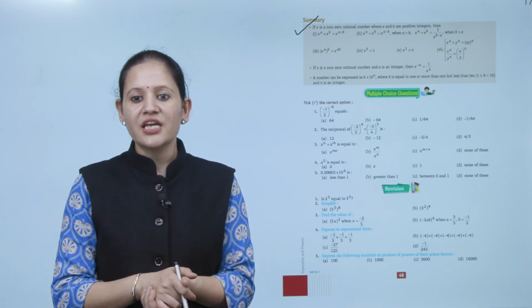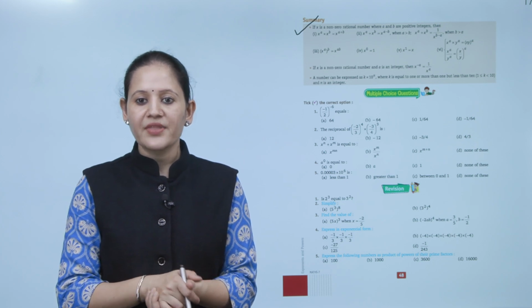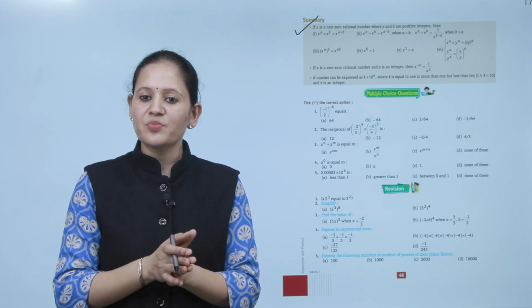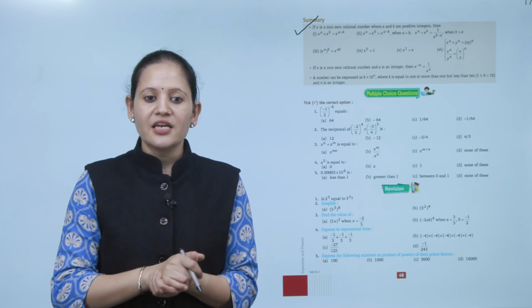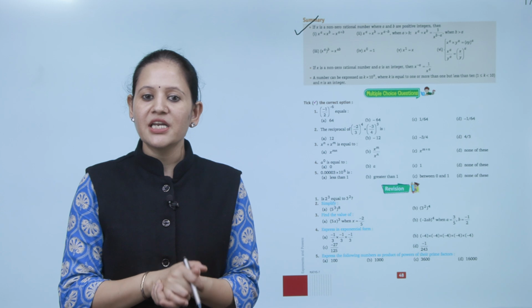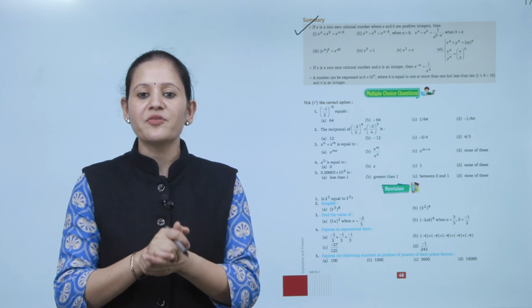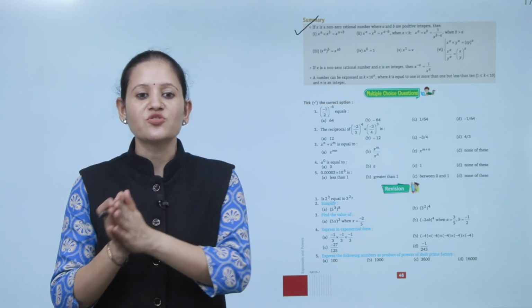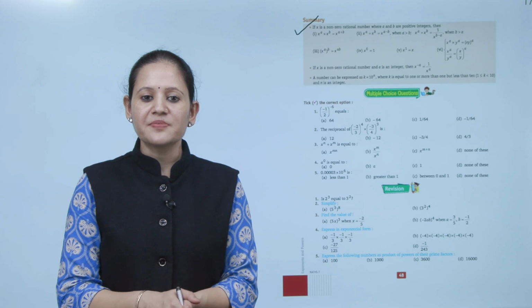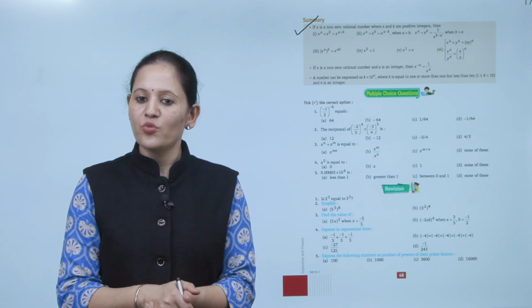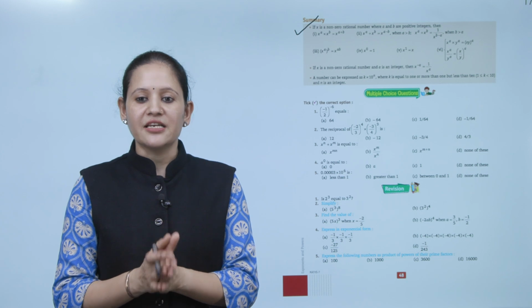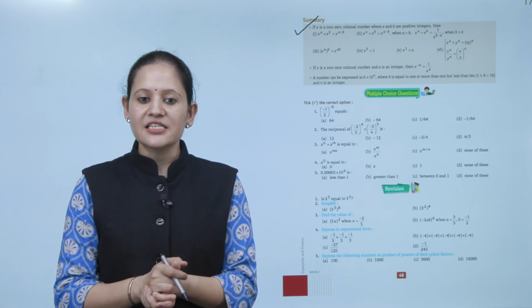X to the power a into y to the power a is equal to xy to the power a. X to the power a upon y to the power a is equal to x upon y whole to the power a. If x is a non-zero rational number and a is an integer, then x to the power minus a is equal to 1 upon x to the power a. The number can be expressed as k into 10 to the power n, where k is equal to 1 or more than 1 but less than 10. Clear? And n is an integer.